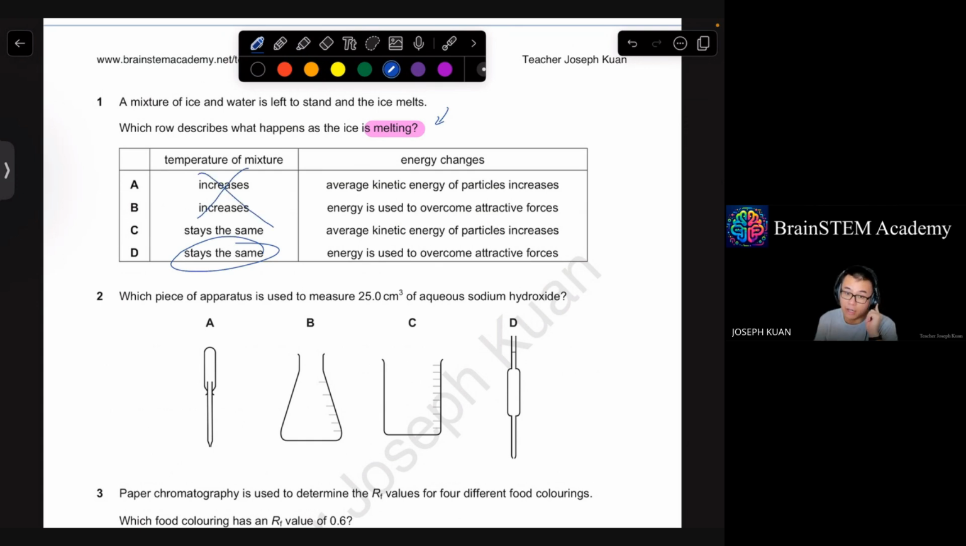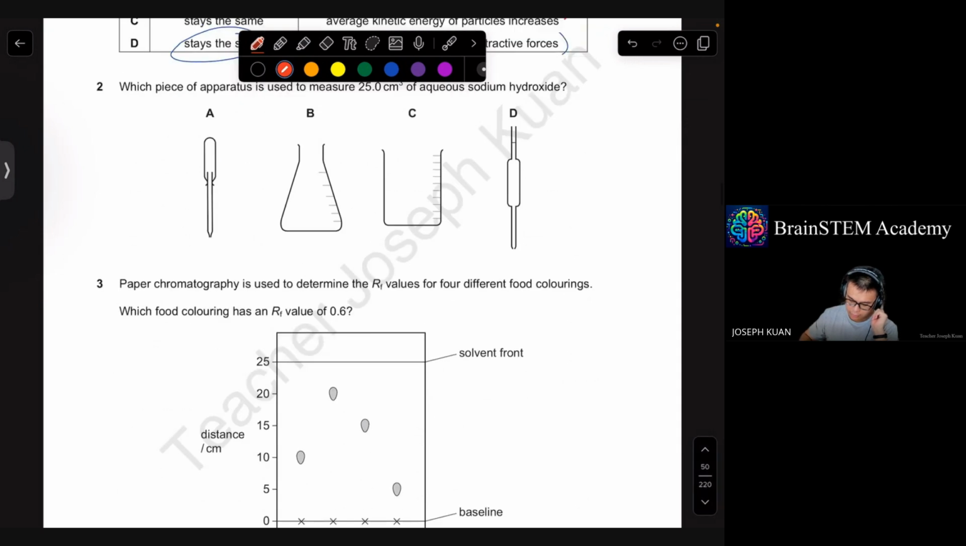And the reason why it remains the same is because energy is used to overcome the attractive forces between the particles, or within the particles. But in the context of water, there will be the molecular forces that are found between water molecules. The justification for C is more suitable for the heating process, but it's not suitable for melting point or boiling point explanations.